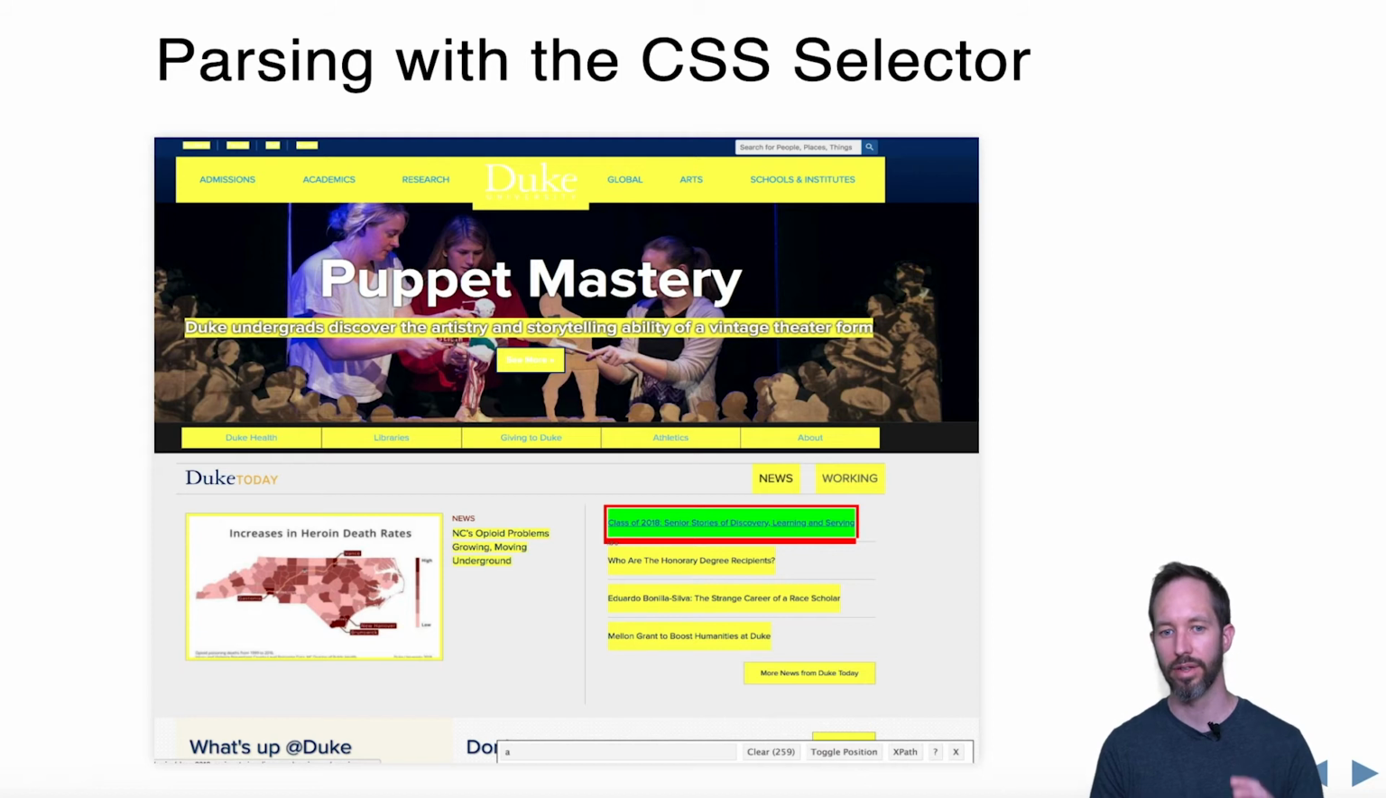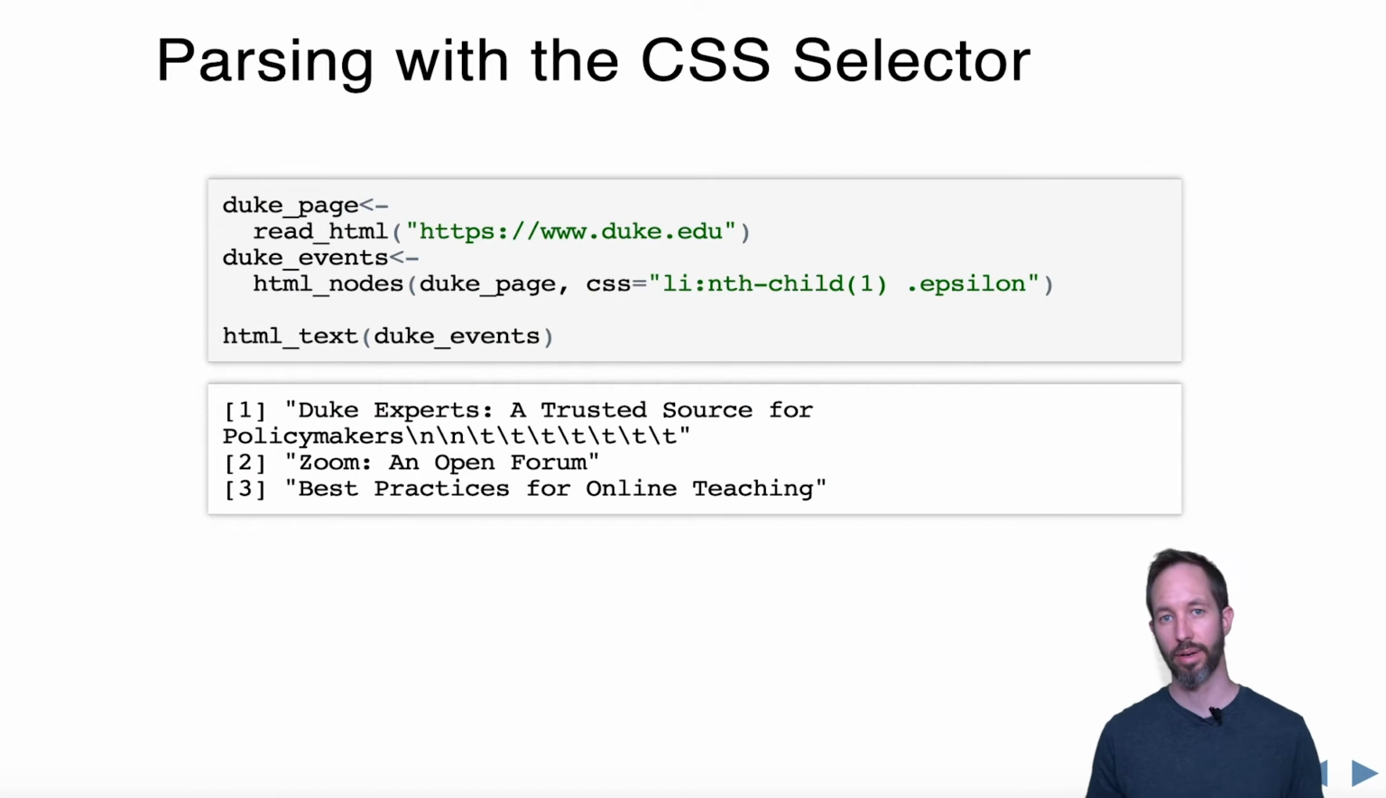So once you've isolated just the green part you want, go ahead and grab that CSS Selector and then pass it into some code with the rvest package. So here's how that might look. First, we're reading in the web page.